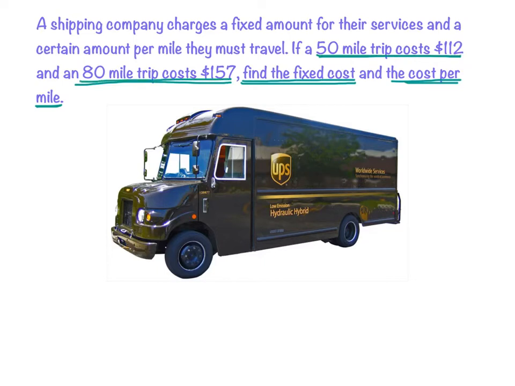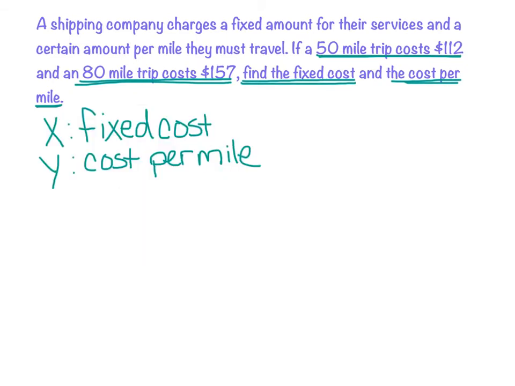And I know 50 miles is $112, 80 miles is $157. So the first thing I'm going to do is define my variables. For this problem, X will be our fixed cost, and Y will be our cost per mile. All right, the next thing we're going to do is set up a system of equations.